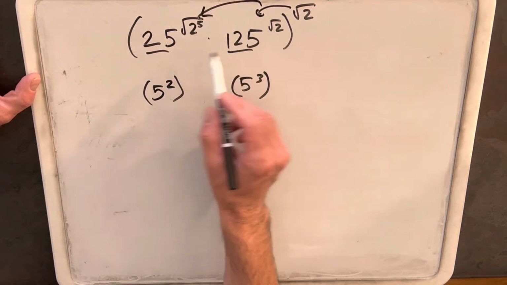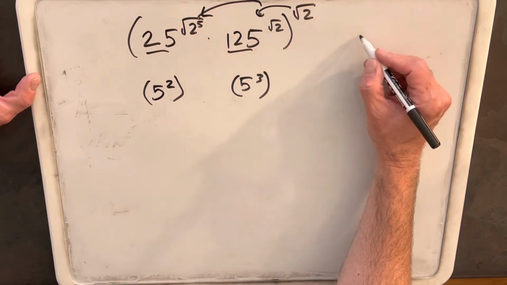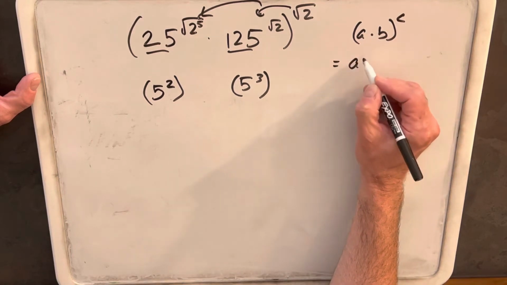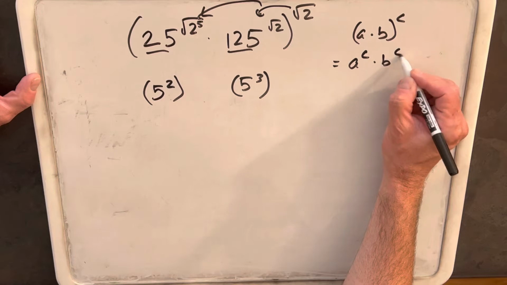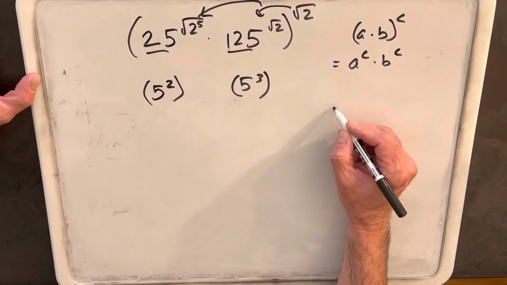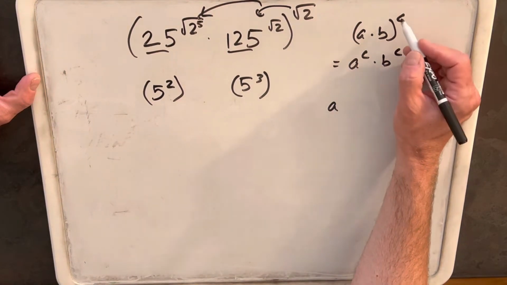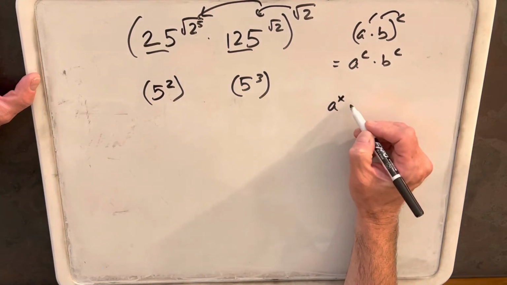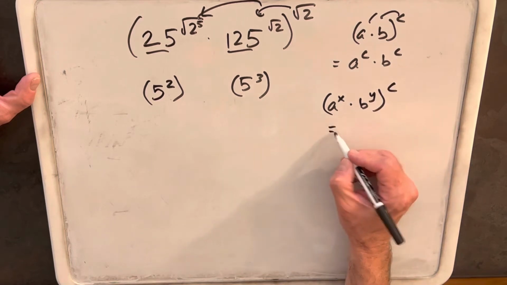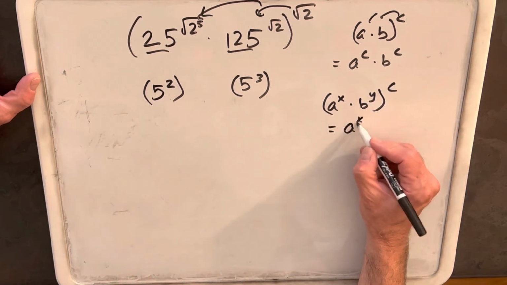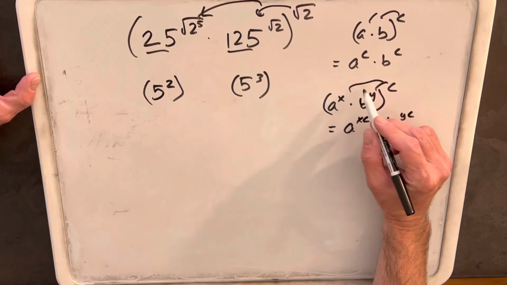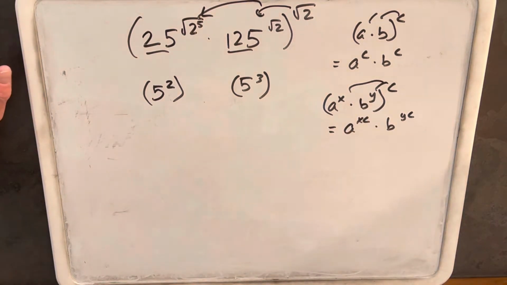Okay. Let me just show this property. If you have a times b to the c, that's the same as a to the c times b to the c. Now here we have something a little different, but it's the same idea as you're distributing that in there. If you have a to the x, b to the y, to the c, then this is the same as a to the xc times b to the yc, just being able to distribute the exponent inside the parentheses.